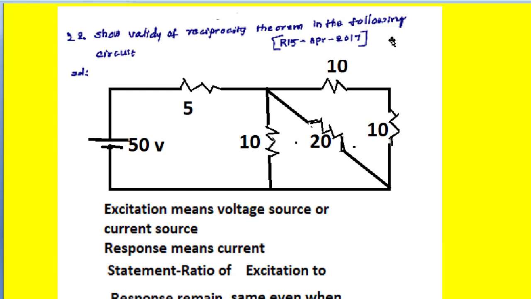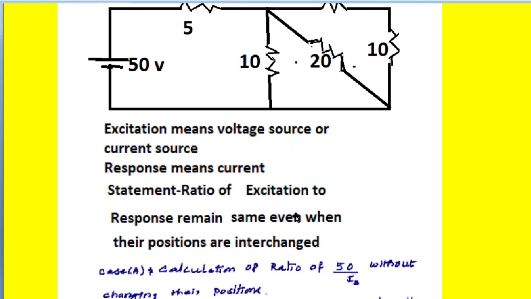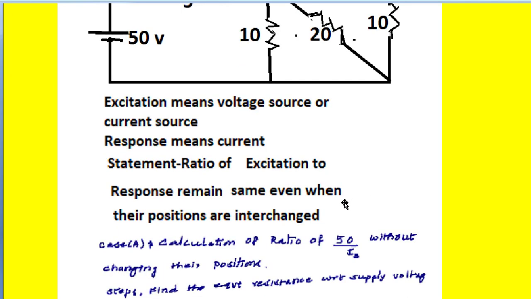So let us see now what is the reciprocity theorem and its problem. Before we discuss the reciprocity theorem with respect to this problem, let me consider what is meant by excitation and what is meant by response. Excitation means a voltage source or a current source. Response means current flowing in a branch. The statement of the reciprocity theorem is: the ratio of excitation to response remains the same even when their positions are interchanged.